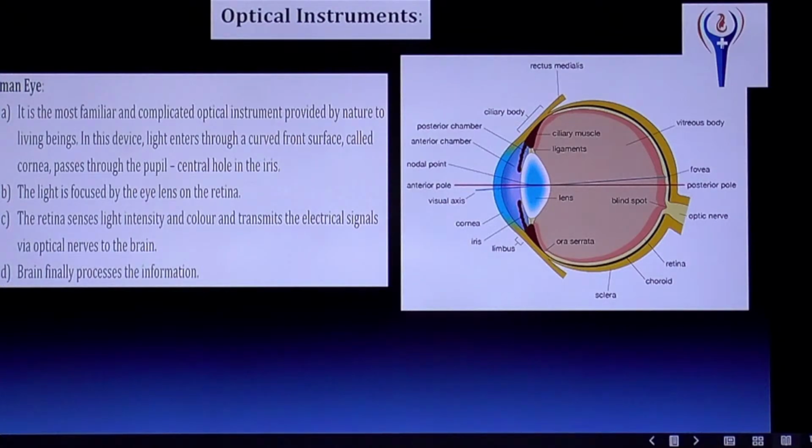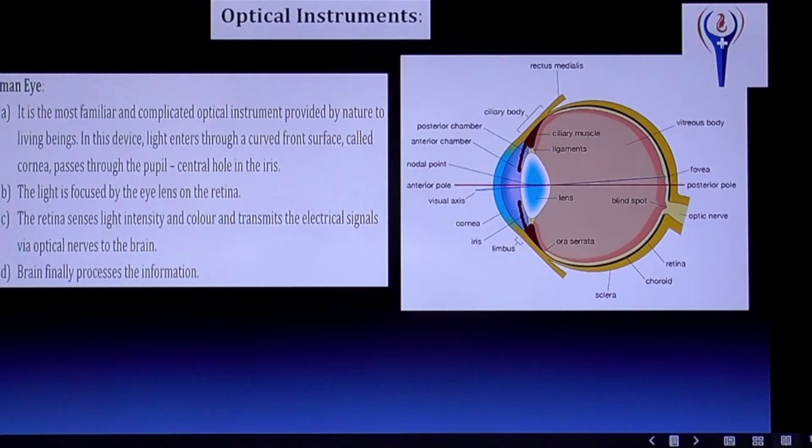Another optical instrument is the microscope. A simple microscope is a short focal length convex lens. That is what we call a magnifying lens. A simple microscope is a short focal length convex lens, that is nothing but a small lens, a magnifying lens. And the magnifying power of a simple microscope is M equal to 1 plus D by F.